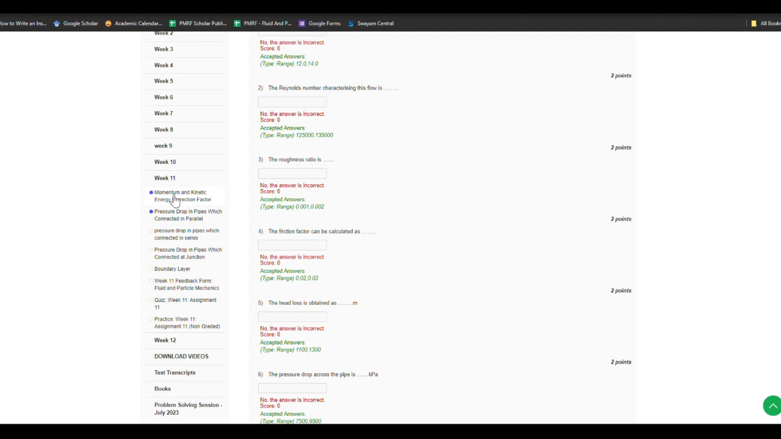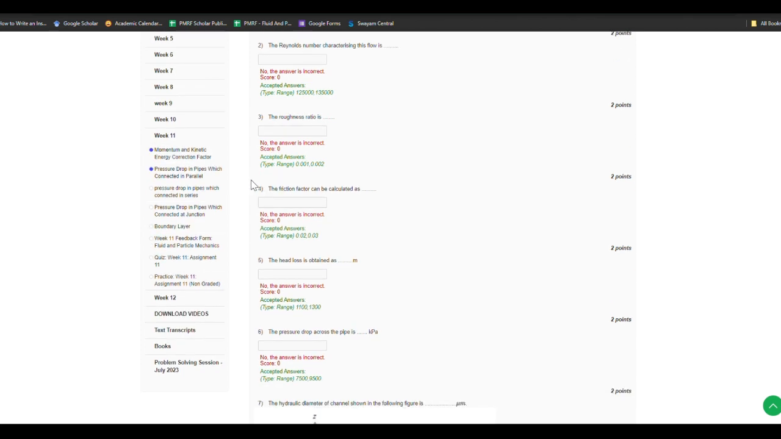In week 11, we discussed questions on the momentum and kinetic energy correction factors alpha and beta, which connect to Bernoulli's equation. The pressure drop in pipes in parallel and series connection is analogous to the circuit diagrams discussed in electrical engineering, where you have series and parallel connection, and how the pressure drop remains the same in parallel connection, and how the flow rate remains the same in series connection.